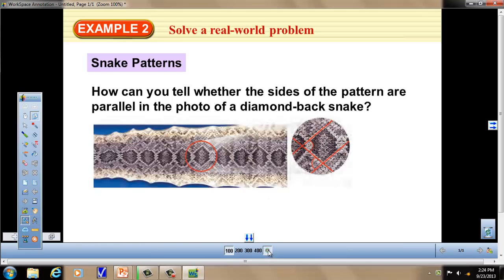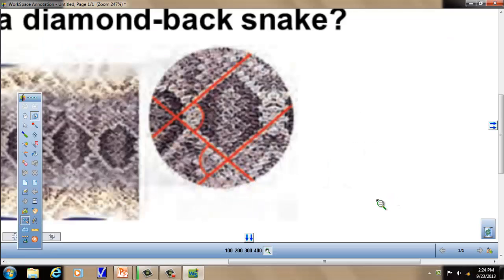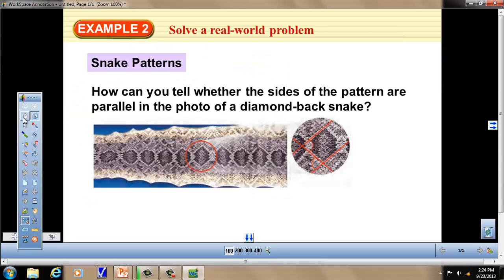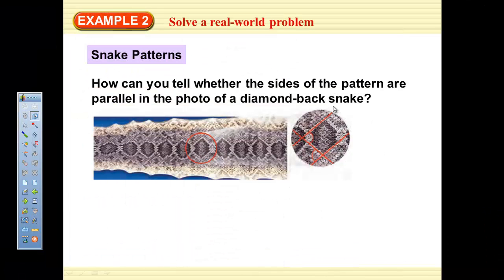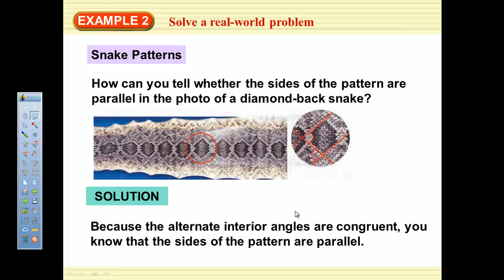But if I zoom in here, if we look carefully, they're showing us that this angle right here is equal to that angle right there. And since those two angles are equal, we can state that alternate interior angles are congruent. And since alternate interior angles are congruent, then we can state that the lines are parallel, these lines right here. And that's basically what it says.